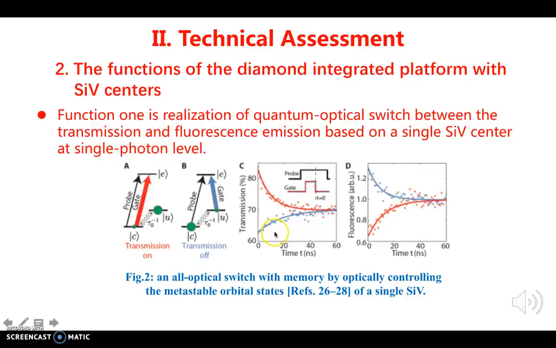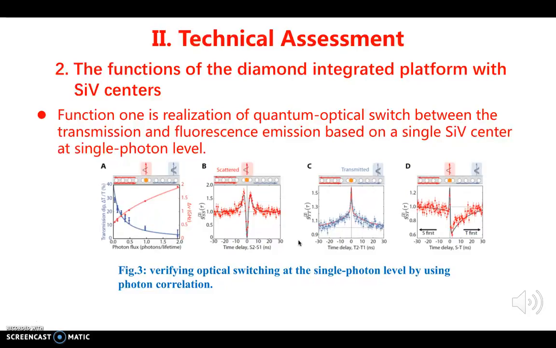In Figure 2C, we see that when state U is the initial state, the probe pulse will have a high transmission rate and a low fluorescence rate. If the initial state is state C, it is the opposite, and this is the switch.